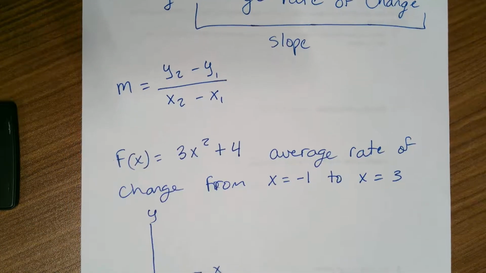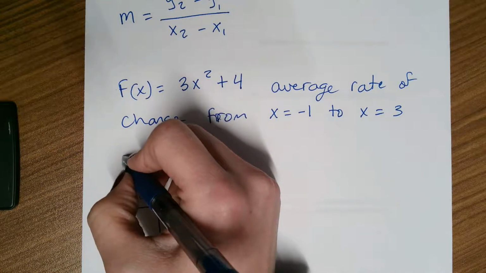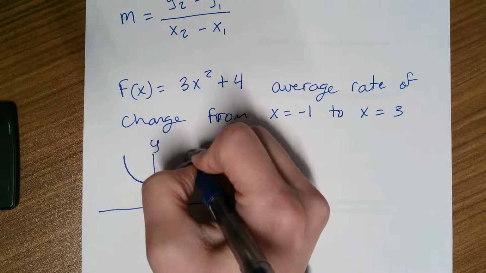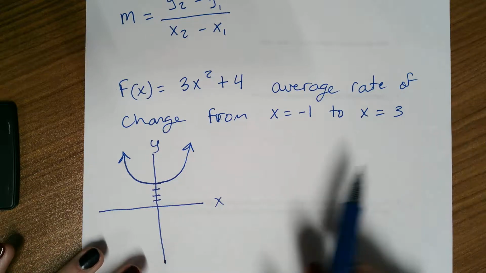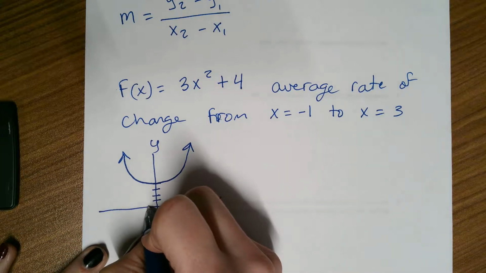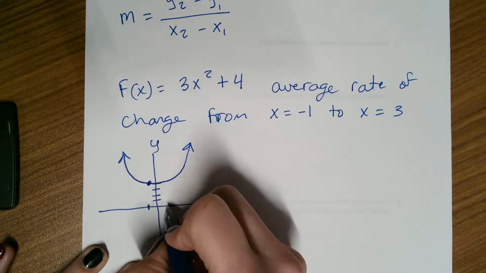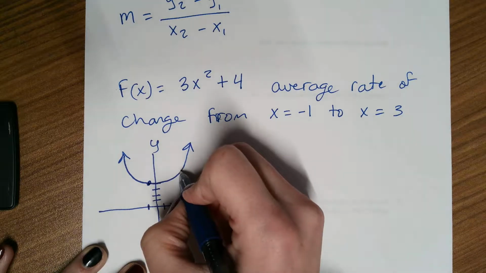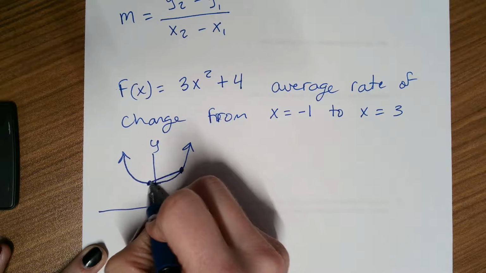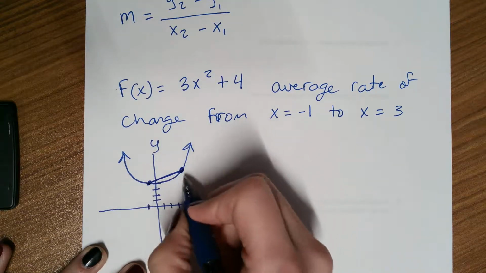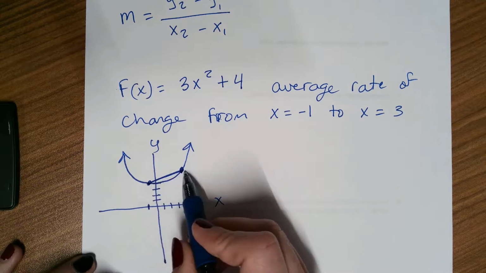So the graph of 3x squared plus 4 is going to look something like that. It is a quadratic and it's going to be wider. So when we say the average rate of change from where x is -1, so here's -1 on the x-axis, we're talking about this point right here, to where x is equal to 3. So 1, 2, 3. So we're looking about right here. If I draw a line between those two, the slope of this line is called a secant line, and the slope of that line is the average rate of change between these two points.